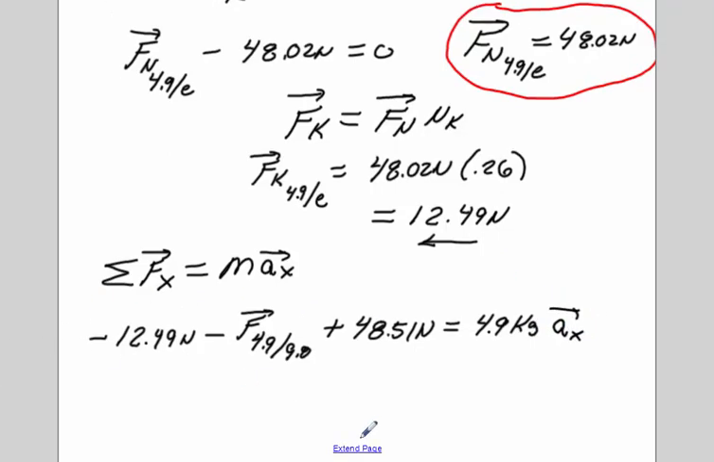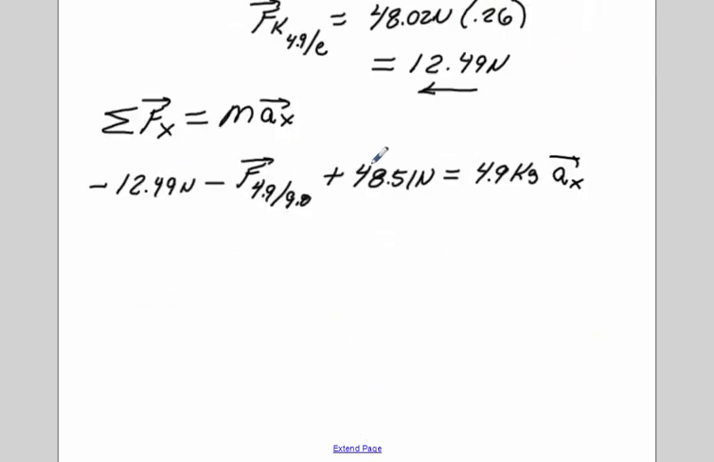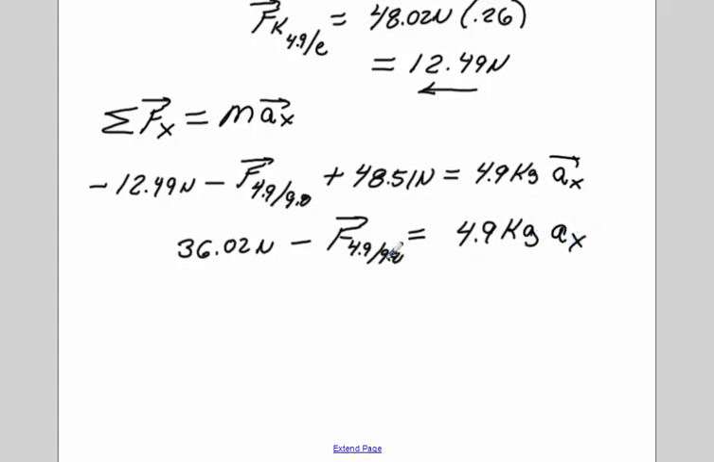Okay, now we will simplify this as much as we can. I can subtract the 12.49 from 48.51, so I have 48.51 minus my 12.49. That's going to give me 36.02 newtons minus the force of the 4.9 on the 9.8 is equal to 4.9 kilograms times my acceleration. Now, you can solve for one of these if you want. I'm just going to leave it like this for right now, and then we'll come back to it. So this is one equation that I'm going to use.